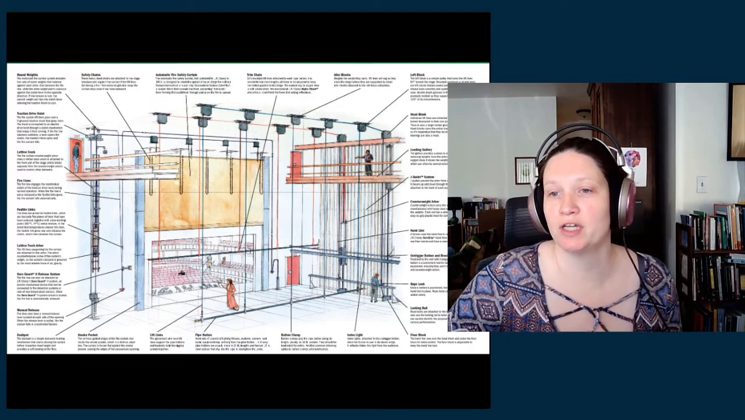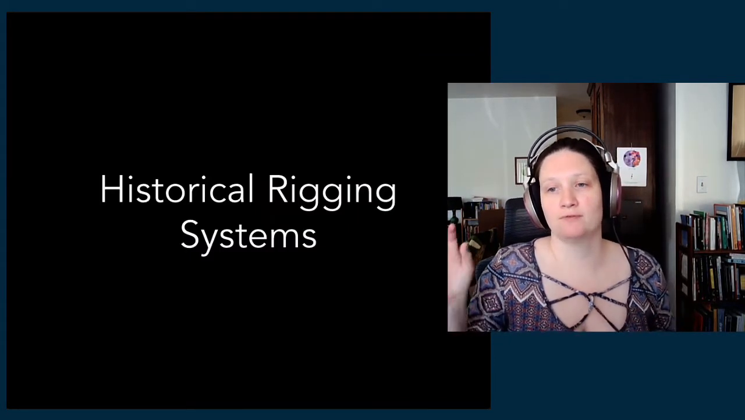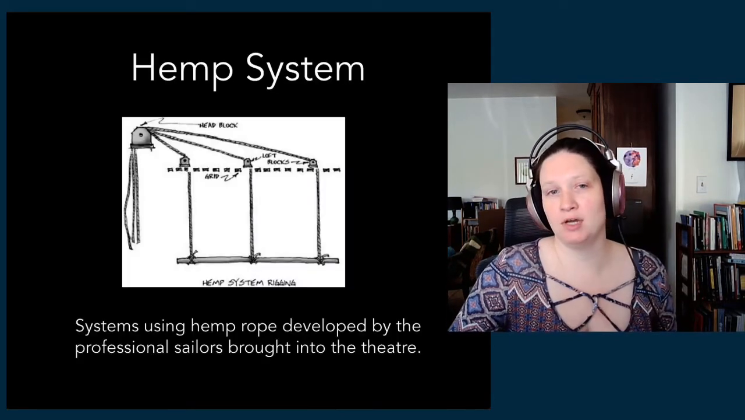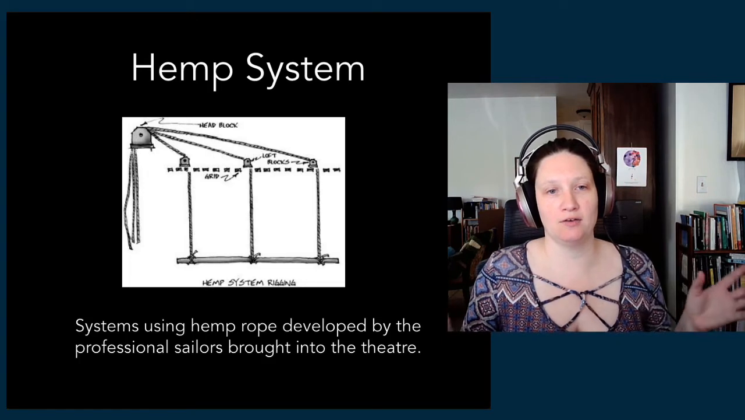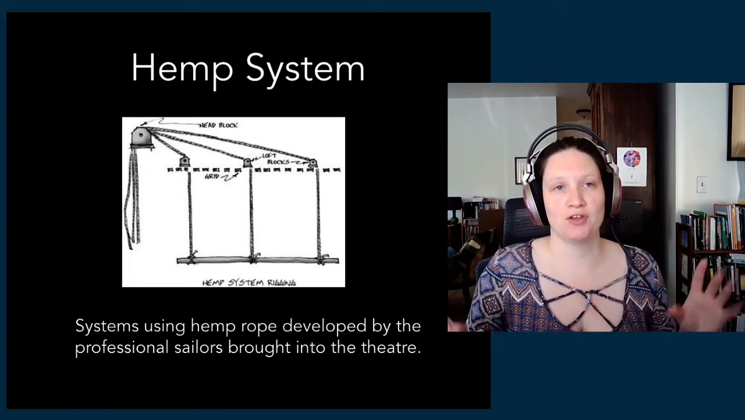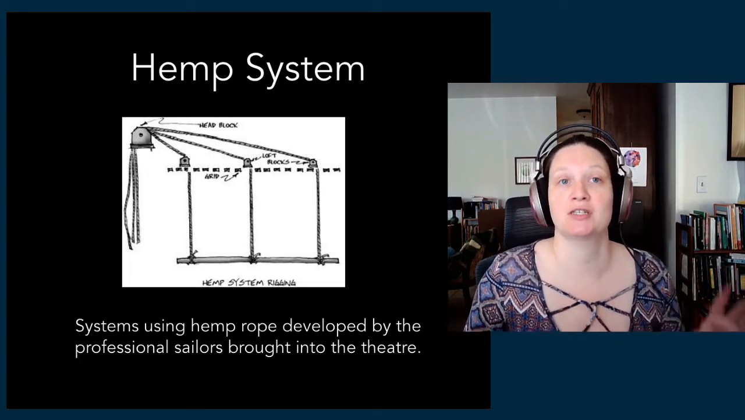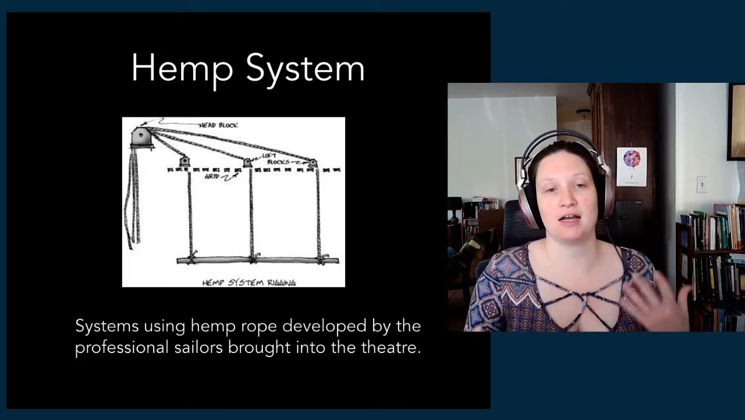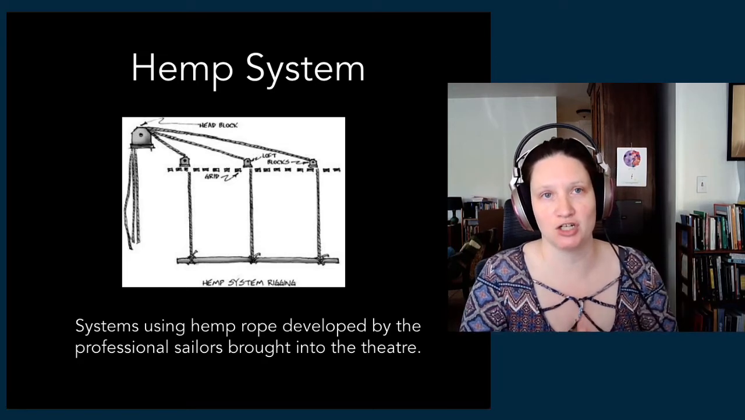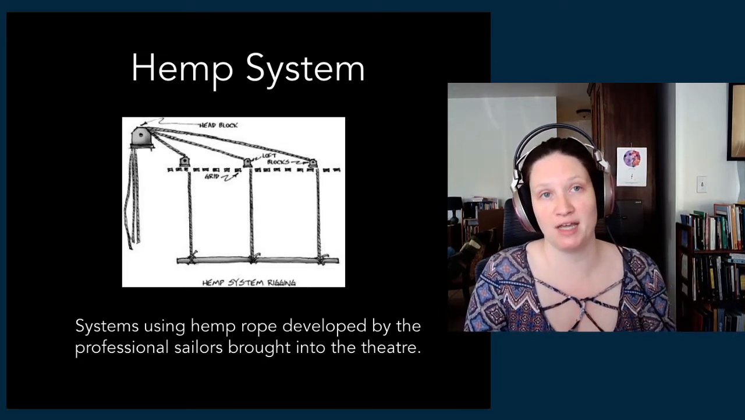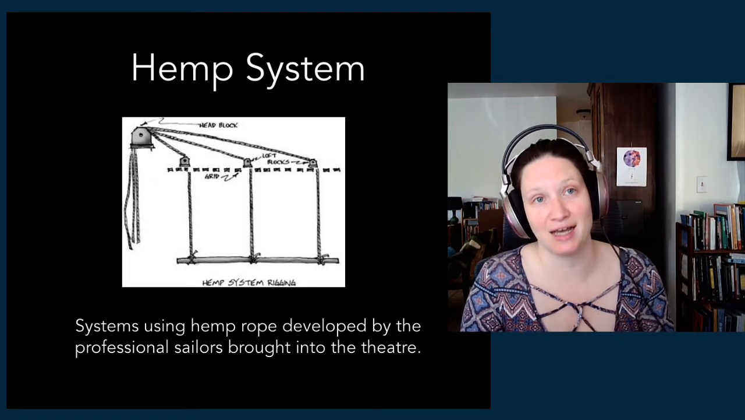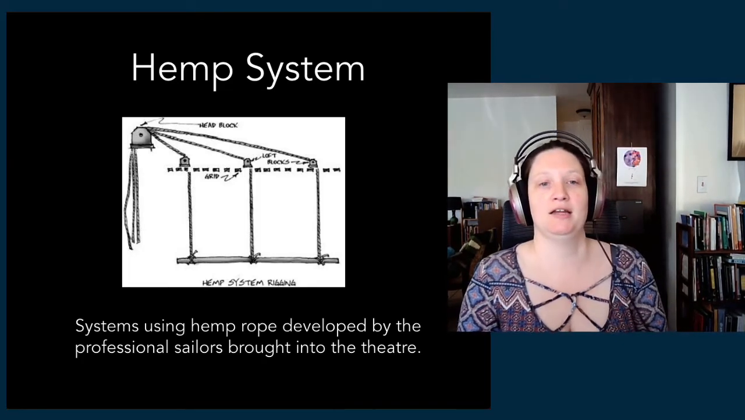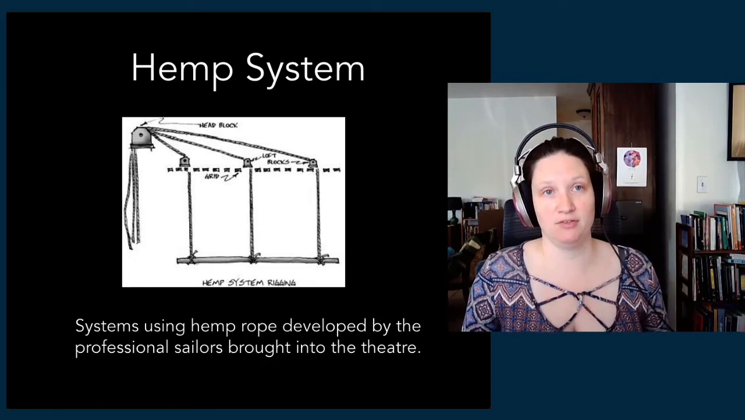Okay? So historically, our rigging system, our fly system, comes from a history of sailing, okay? So the first riggers were sailors who came to the stage, and that's why a lot of the naming conventions that we use are based on or sound like they come from boats, because those were the people who came in and rigged scenery in theaters initially.